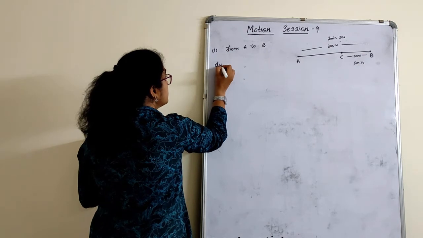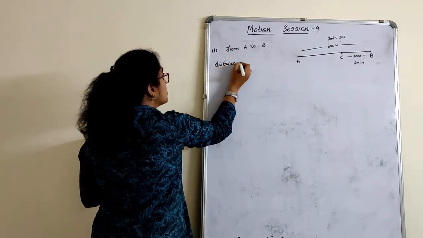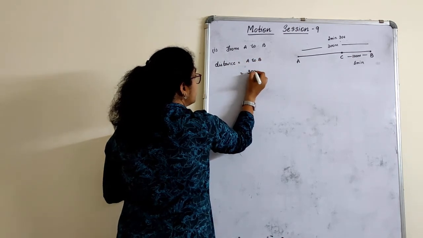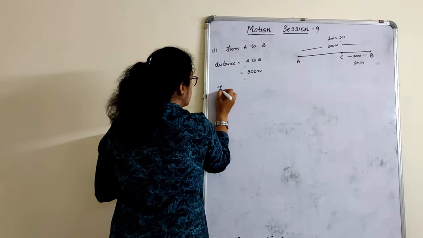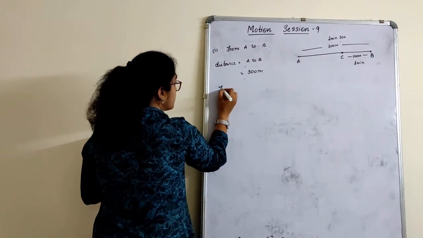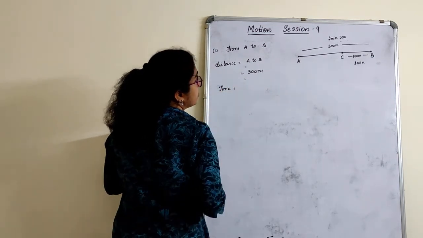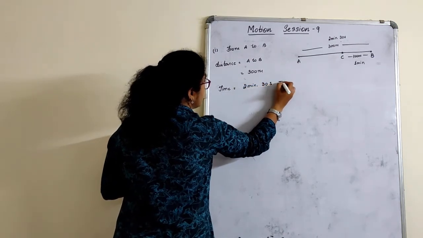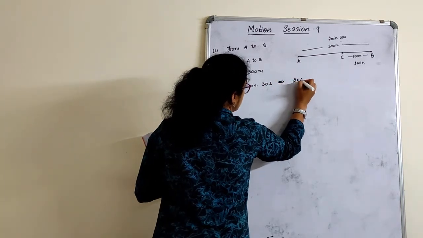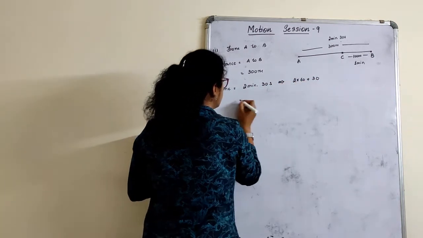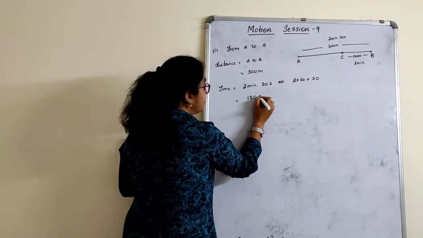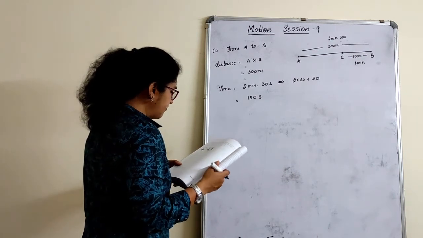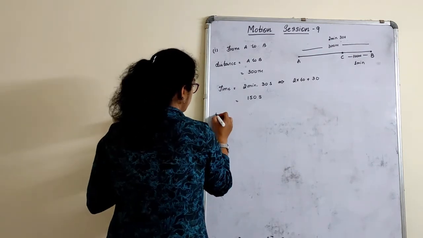Now distance is how much? Distance is equal to A to B, that is equal to 300 meter. Time taken is equal to jog 300 meter, 2 minutes 30 seconds, which is nothing but 2 into 60 plus 30, 120 plus 30, 150 seconds. Okay. So what have they asked to calculate here? Therefore, average speed and average velocity.